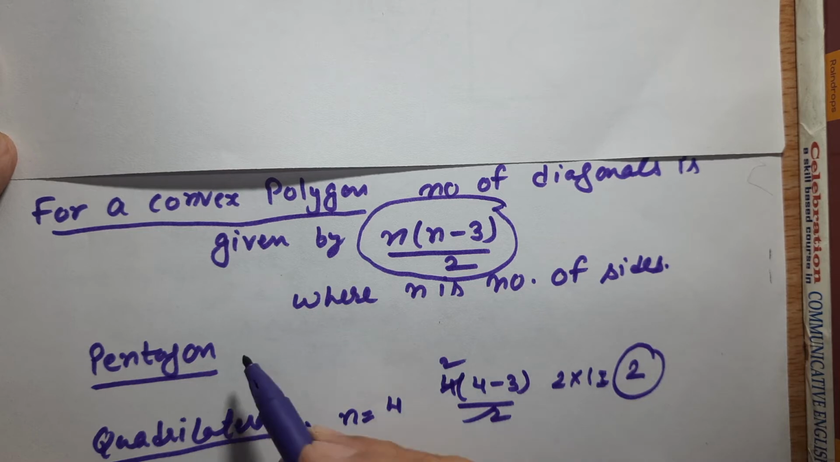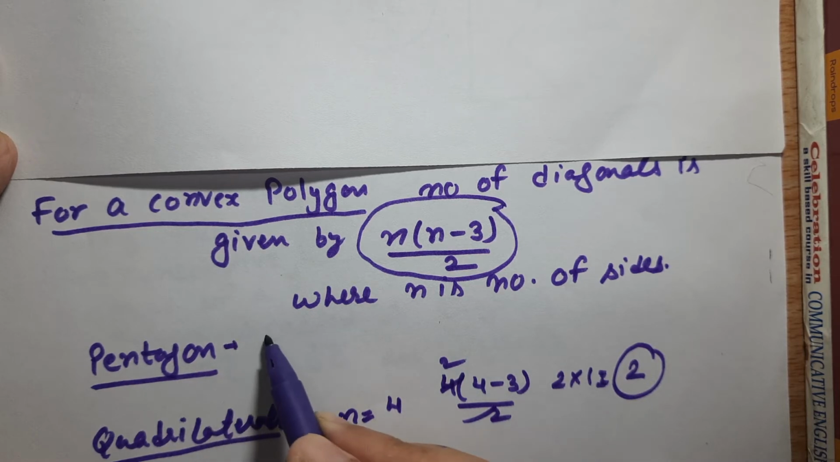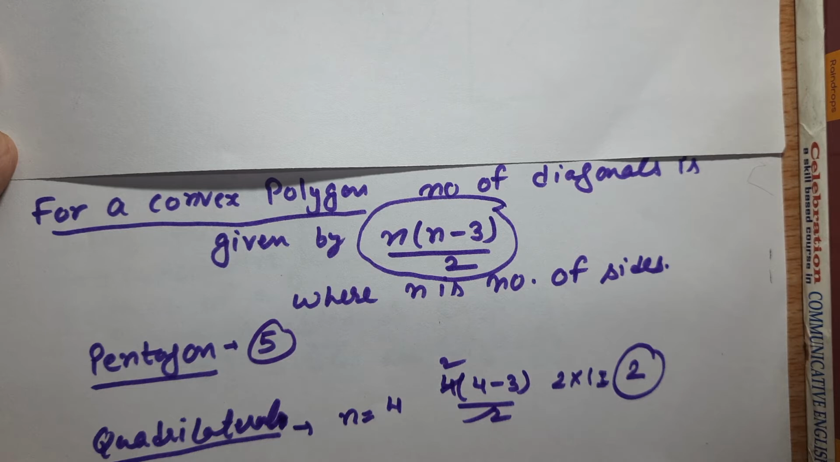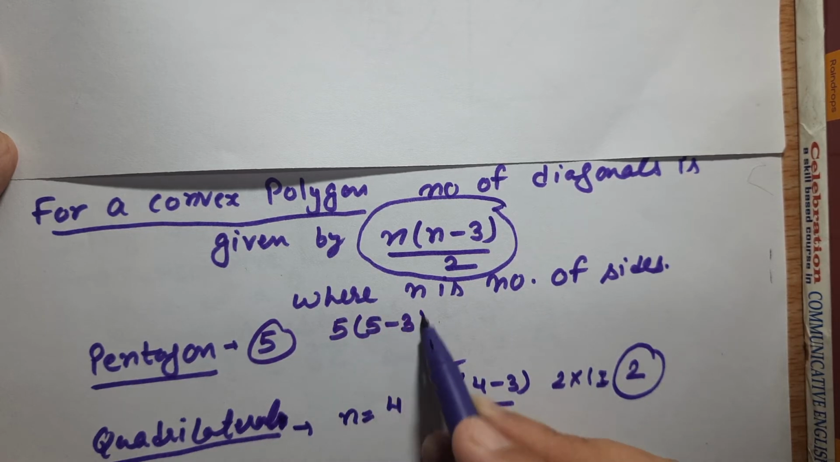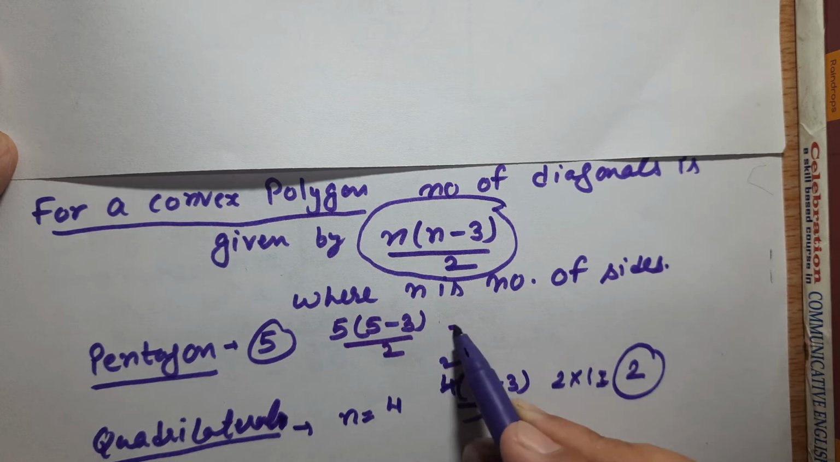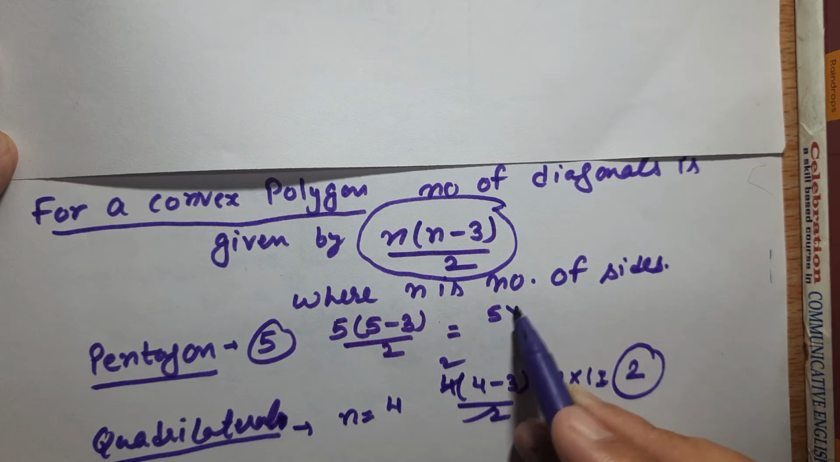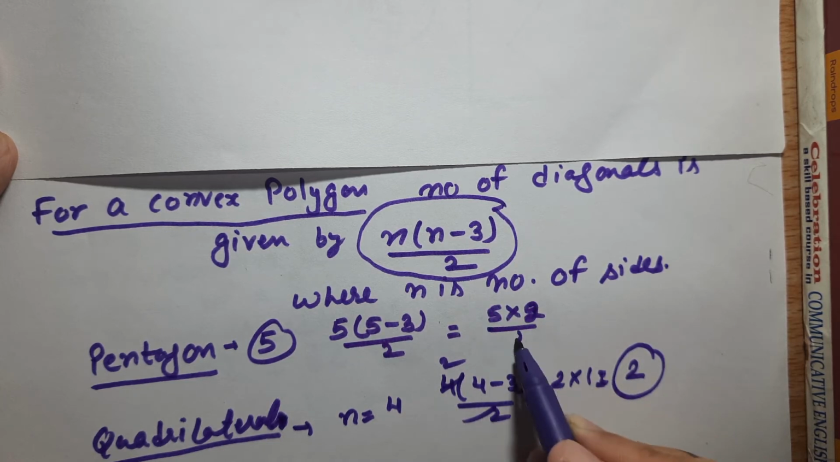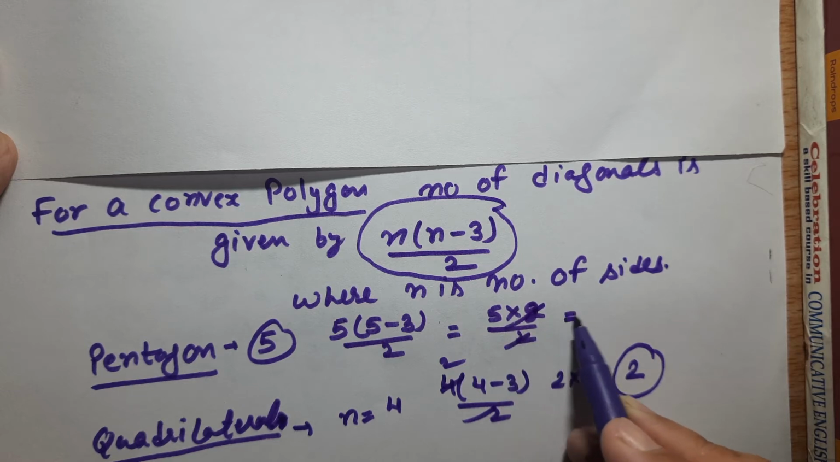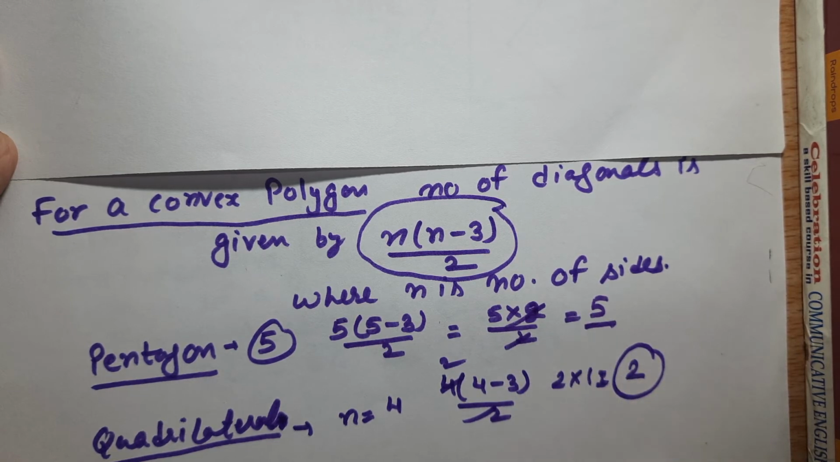Now pentagon. How many sides does a pentagon have? A pentagon has 5 sides. So what will be the formula? 5 into 5 minus 3 upon 2, which equals 5 into 2 upon 2. Cut it, so the answer will be 5. So the number of diagonals of a regular pentagon will be equal to 5. In the same way we can find the diagonals of a hexagon, heptagon, nonagon, decagon.